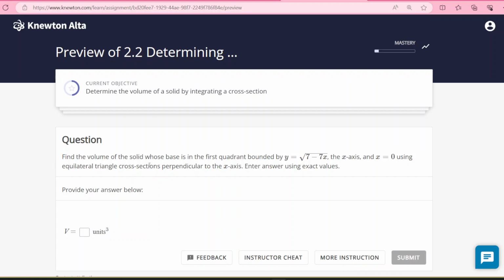All right. So find the volume of the solid whose base is in the first quadrant, bounded by y equals square root of 7 minus 7x, the x-axis, and the y-axis. X equals 0 is just the y-axis. Using equilateral triangle cross sections perpendicular to the x-axis, so equilateral triangles. Okay, so enter, using exact values. Back to the paper.